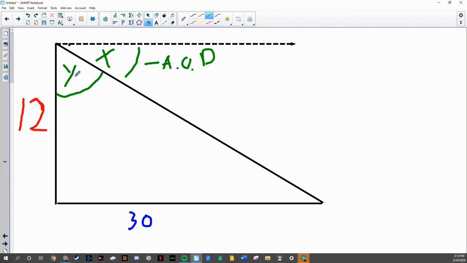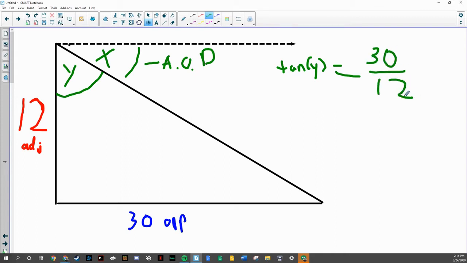How we're going to do that is in reference to angle Y, we can use our trig ratio. We're given these two side lengths. This is the side that's adjacent to Y. The 30 is the side that's opposite of it. So the trig ratio that uses adjacent and opposite is tangent, TOA. So we can set up a ratio. The tangent of angle Y is, again, SOHCAHTOA, opposite over adjacent. It equals 30 over 12.